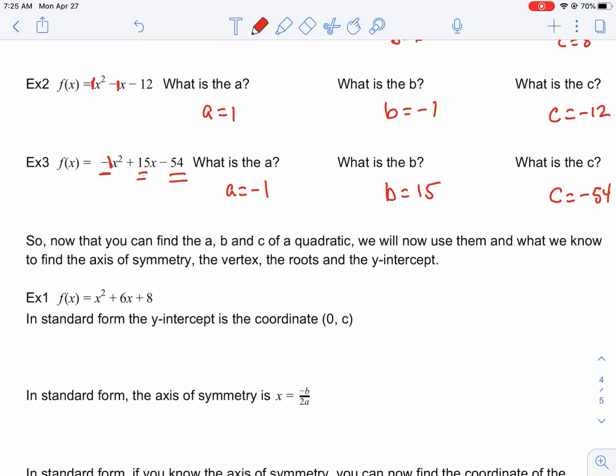So pretty simple. When you have it in standard form just like this, not in any other form, don't worry about that, just in this form, the y-intercept is when x equals 0, and the y is the c.